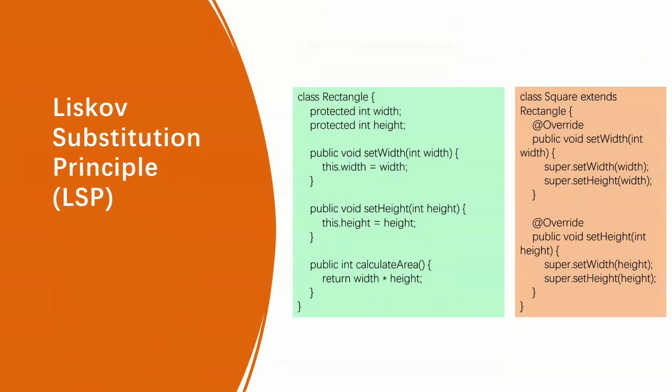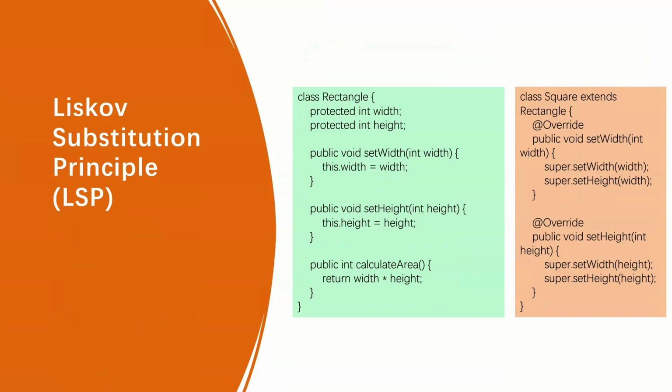Let's consider a classic example involving geometric shapes, a rectangle and a square. According to the Liskov substitution principle, a square should be substitutable for a rectangle because it's a special case of a rectangle, but not vice versa. However, if we model them incorrectly, it could lead to violations of the LSP. Let's start with an incorrect implementation.